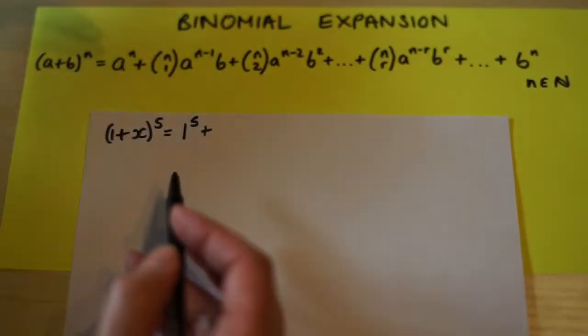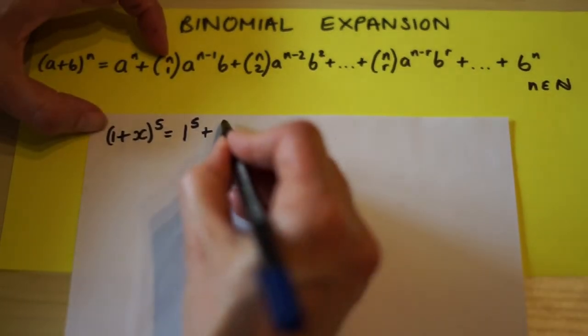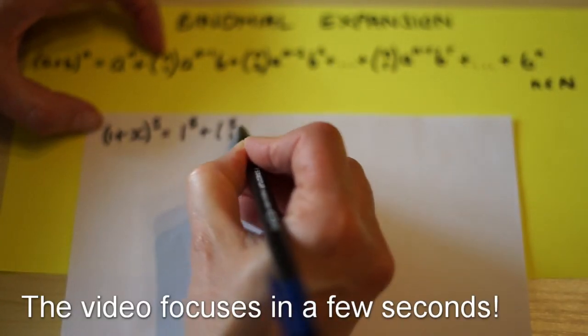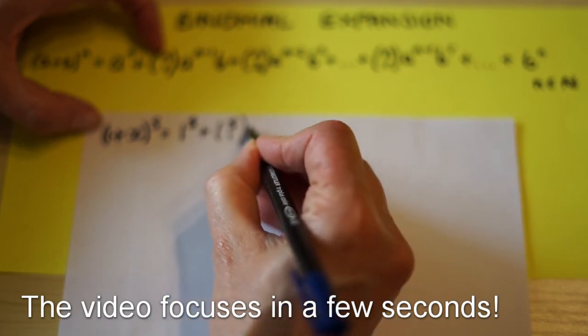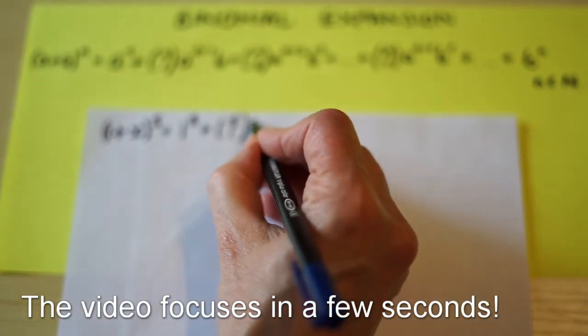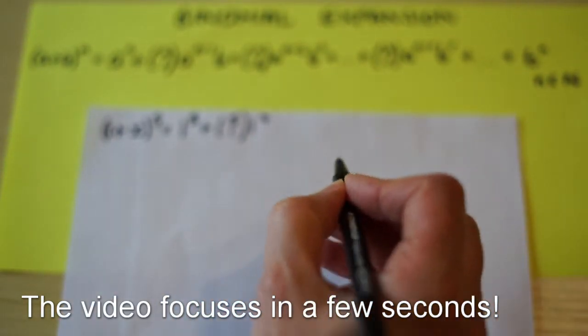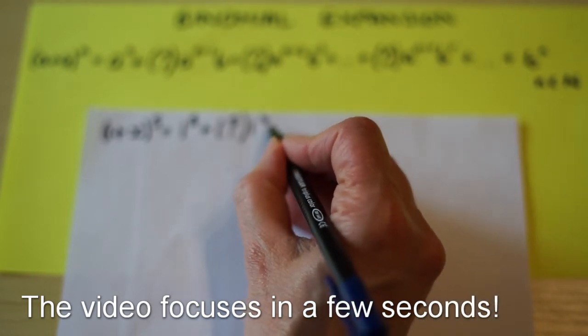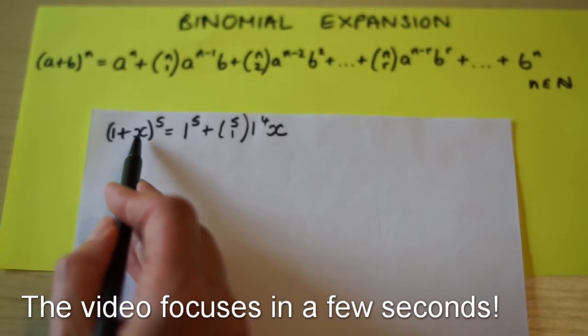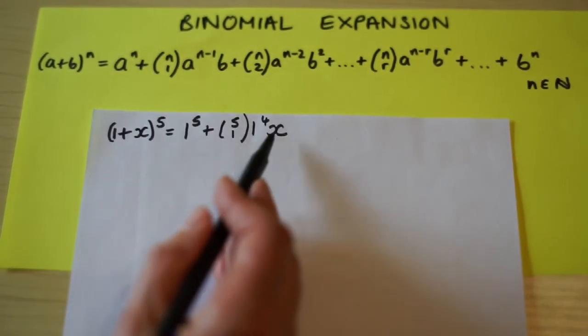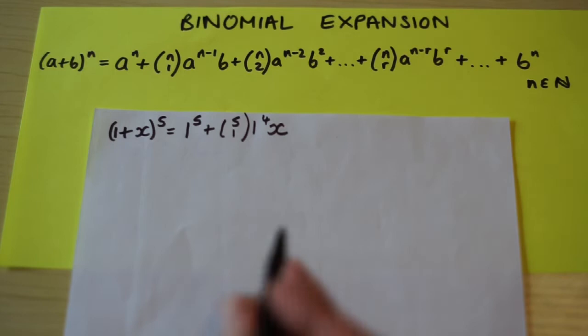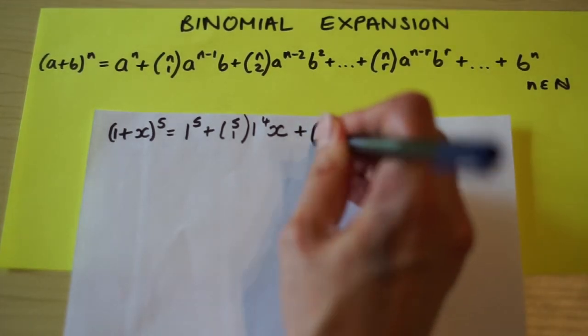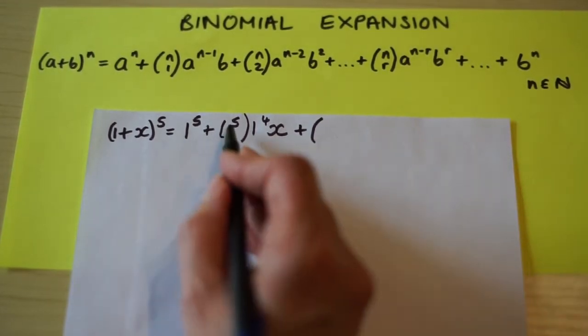So the second term is going to be 5 choose 1 multiplied by 1 to the power 4. We all know that's 1, but we'll write it in anyway just to see how it goes. And the b term in our expansion is x, so we've written that just there. Okay, so carry on going. We'll see how it flows through.